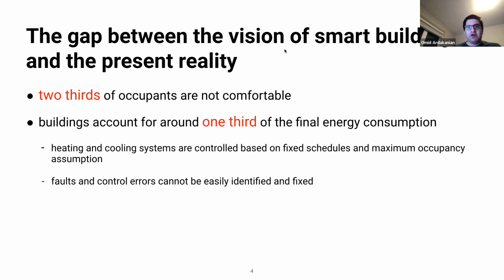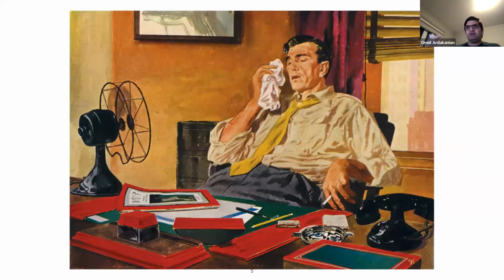At the same time, it's very hard to identify faults and control errors in buildings. Even if you identify faults and control errors, you always have to ask the facilities manager to help you fix them. So it's a process that involves human beings, and it's very slow and time-consuming. So really, the reality of smart buildings today is something like this. They consume too much energy, and almost everyone is uncomfortable or not satisfied with the building environment.